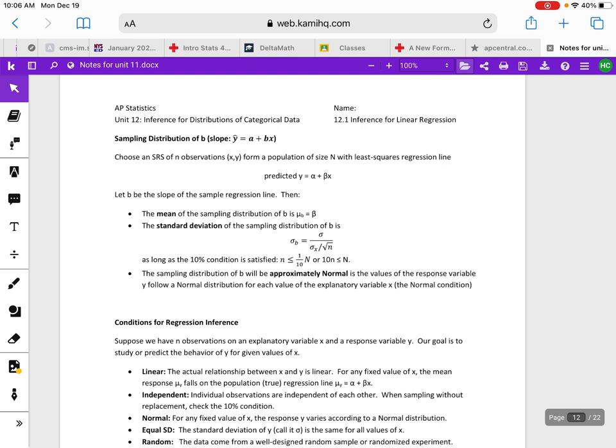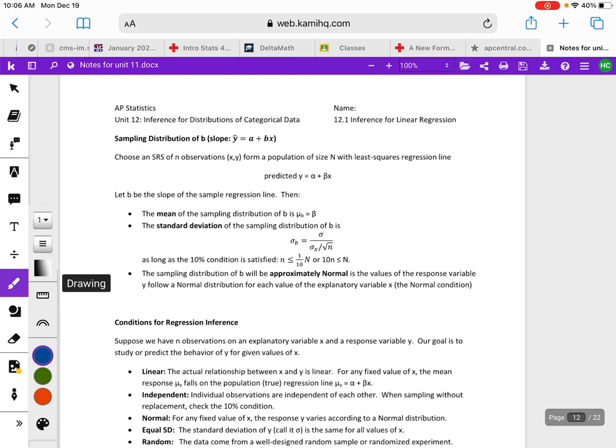So basically what we're going to be asking ourselves is, again, is the slope 0, which means there's no correlation between the two variables, the response variable and the explanatory variable, or is the slope not equal to 0? Is it greater than 0? Is it less than 0? Meaning that there is some type of a correlation between the two.